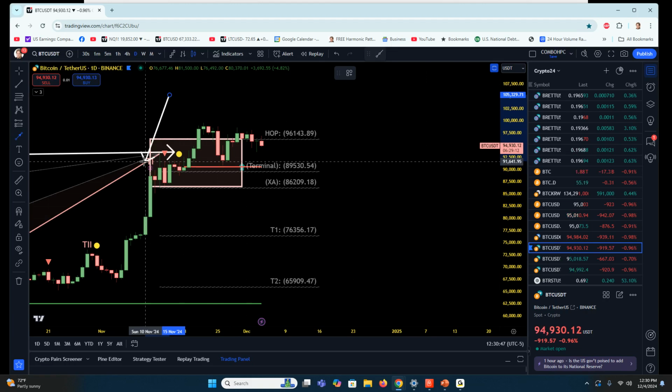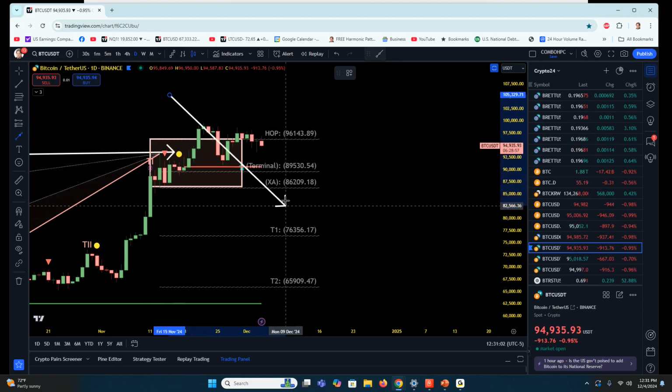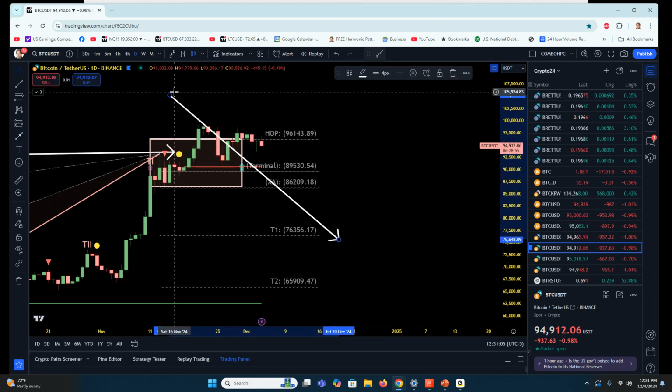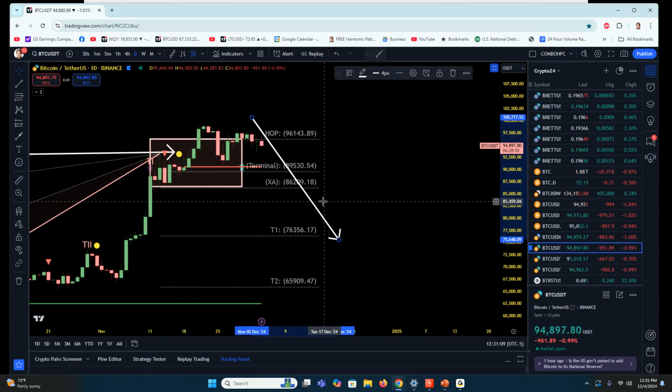Here's a strong pattern, runs right into the zone, hit completes the zone. Then we start looking for individual bearish bars, bearish confirmation. You got that 5, 6 days later. Now what? Are we really going to 76,356 on Bitcoin? I don't think so, but that's the expected reaction.